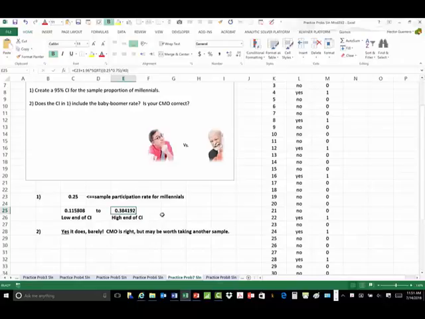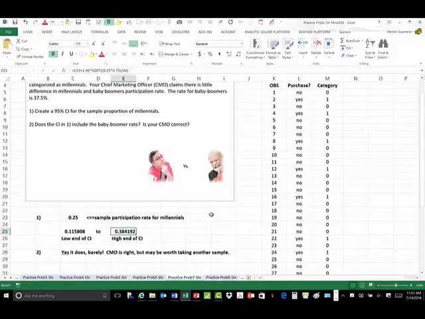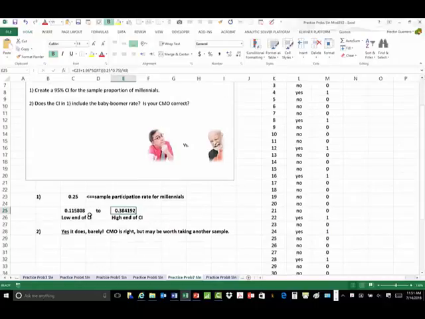And you can see that the baby boomers' participation rate, which is known to be 37.5%, is in fact in that confidence interval. So really what we're saying here is that it is possible that the participation rate of millennials is up to 38%. So I cannot make the statement that the baby boomer rate is different from the millennial rate. Why? Because the confidence interval captured that rate, 37.5%.